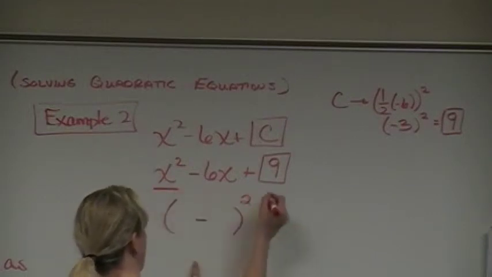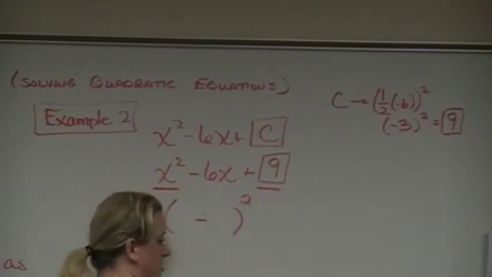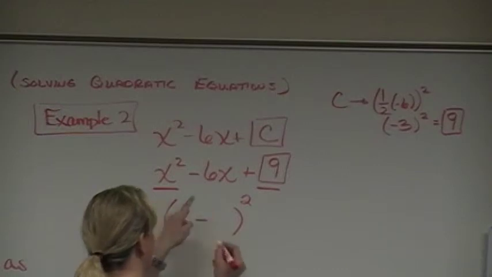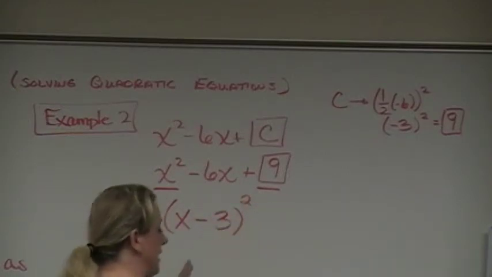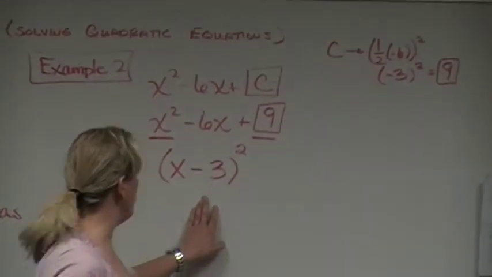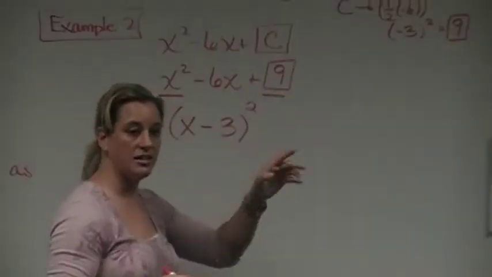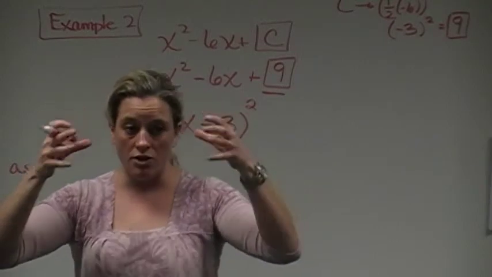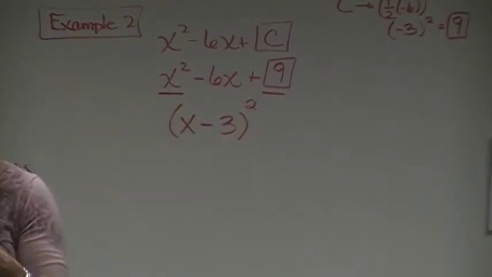And then we just take the square root of our first and our third term. What's the square root of x squared? X. What's the square root of 9? 3. Class, if we were to take x minus 3 times x minus 3 and FOILed it, would we get this? Yes, that's what we've done. We've taken this perfect square trinomial and factored it into the square of a binomial. Does that make sense when I did that?